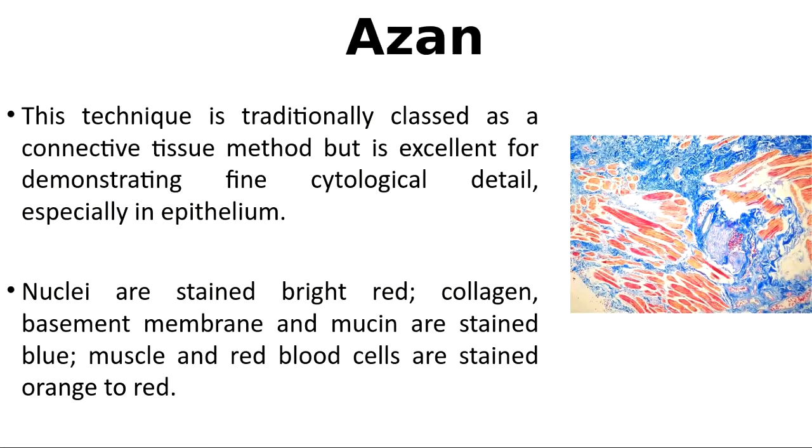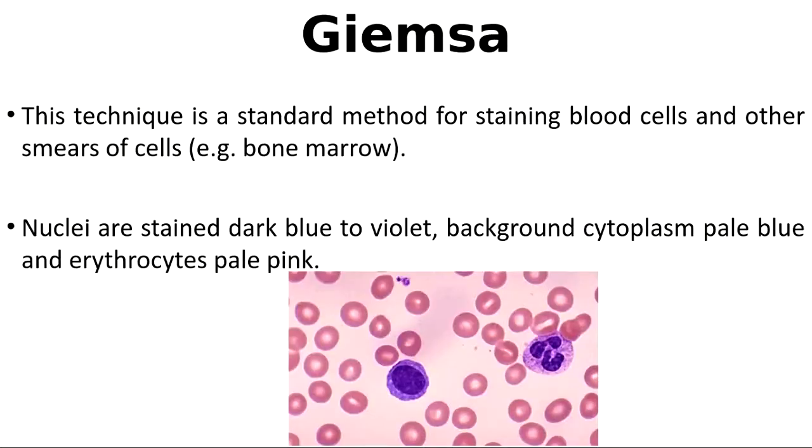So what is its application? Muscle and red blood cells are stained red and collagen, basement membrane and mucin are stained blue. If you know this much, it's more than enough. This is Azan. So these are the different staining techniques. Why have they created so many stains? To stain different particular parts and see. That is the only reason.